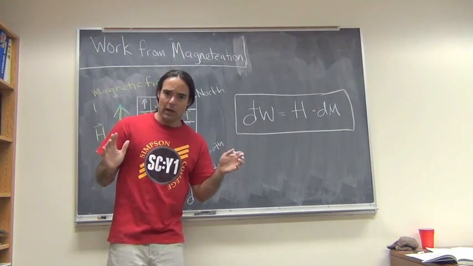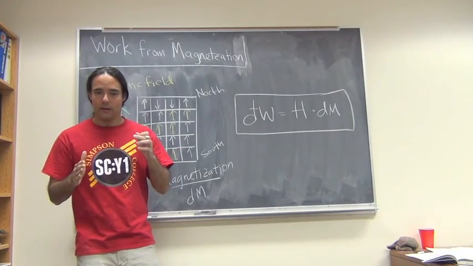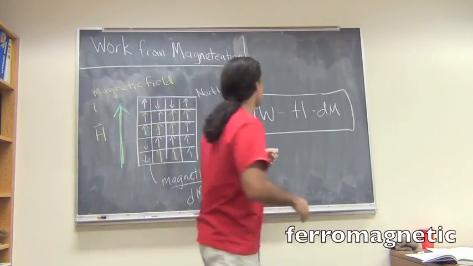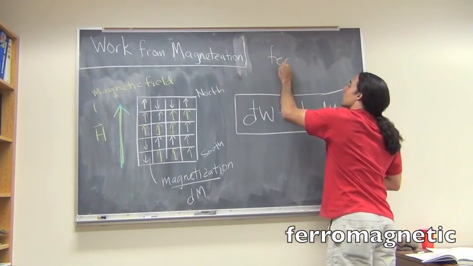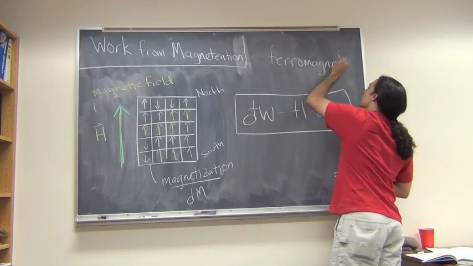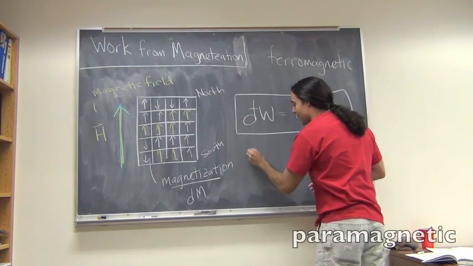So I mentioned iron being a piece of magnetic material. We refer to that as ferromagnetic. The model I'm working with here is actually called a paramagnet.